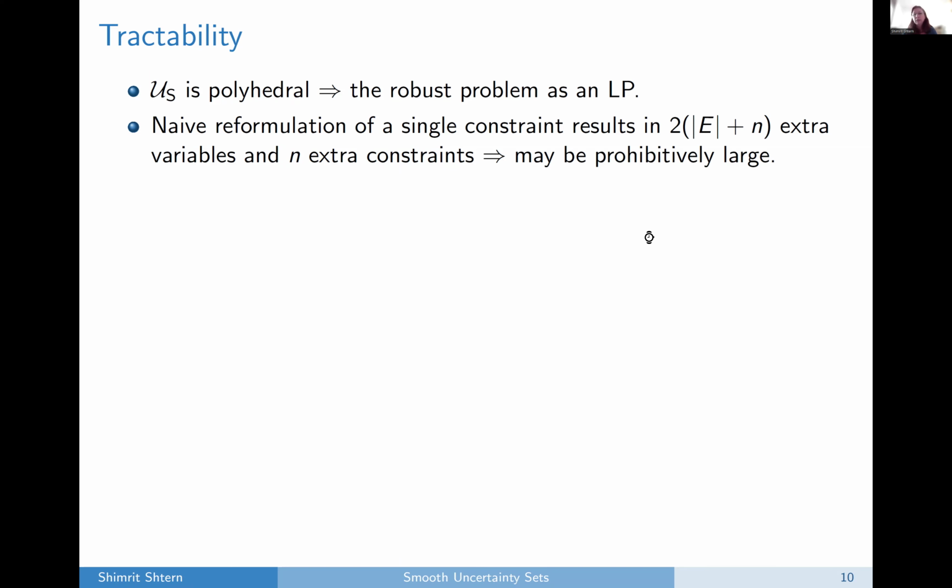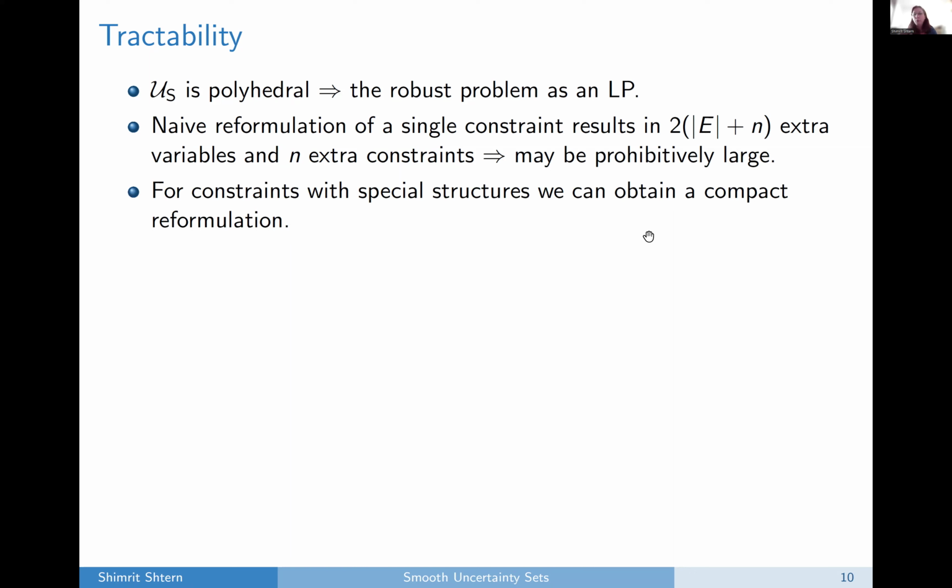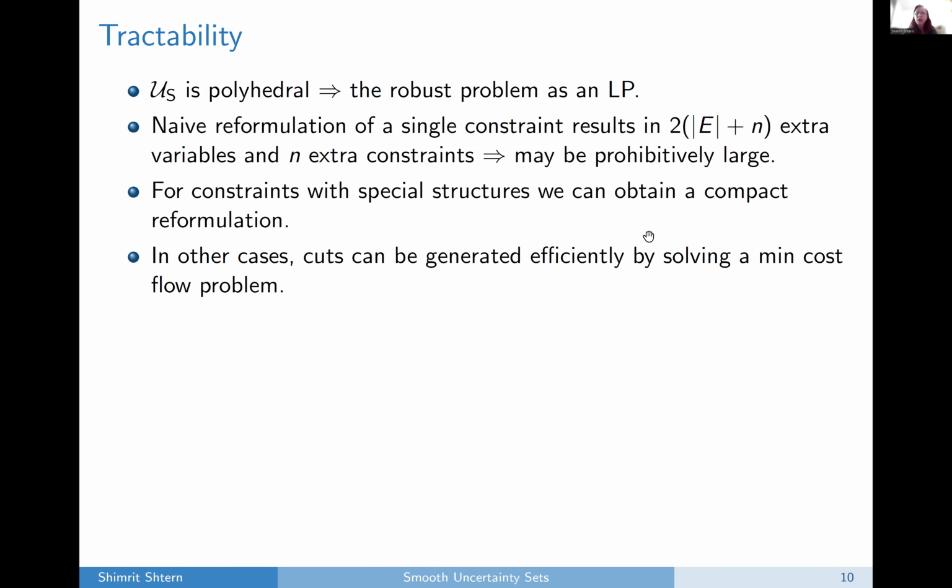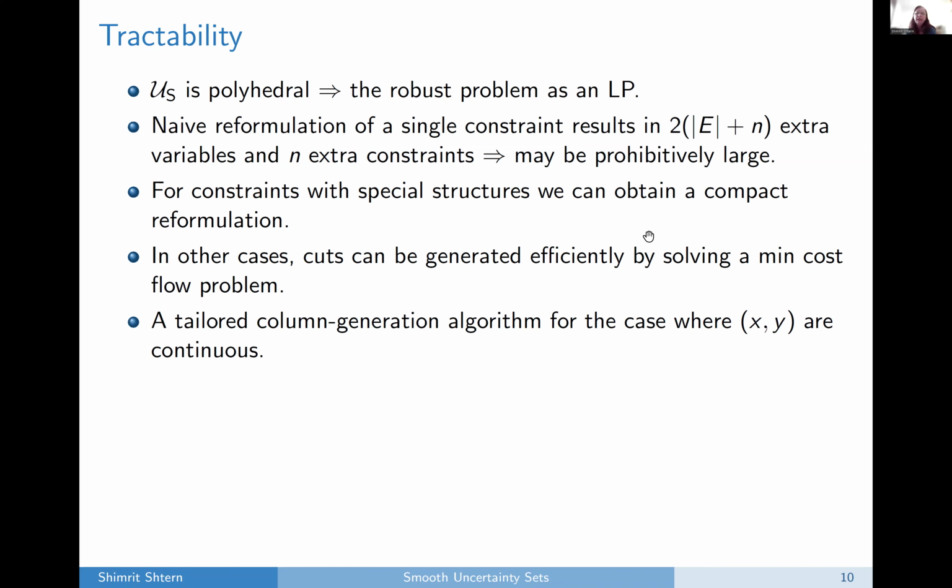So what we did is found special structures for the constraints for which we can get a compact formulation. We actually showed that in other cases, finding the worst case for any constraints is the same as solving a min cost flow problem on the graph that we know can be done efficiently. And so this of course can give rise to row generation algorithms and so on.